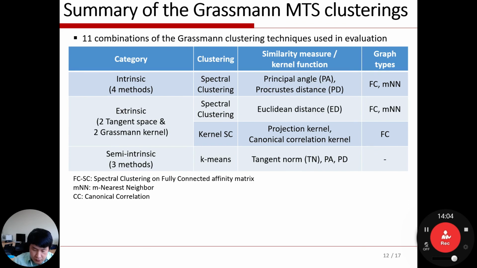This table shows our proposed three categories along with the types of clustering algorithm and similarity or dissimilarity measurement, and how we construct the graph. So according to the number of methods, we define 4 methods for intrinsic, 4 methods for extrinsic, and 3 methods for semi-intrinsic. So in total, we have proposed 11 Grassmann MTS clustering methods. Not all of the 11 methods are proposed by us. About 8 to 9 are existing ones, and the newly proposed in this work are 2 to 3.